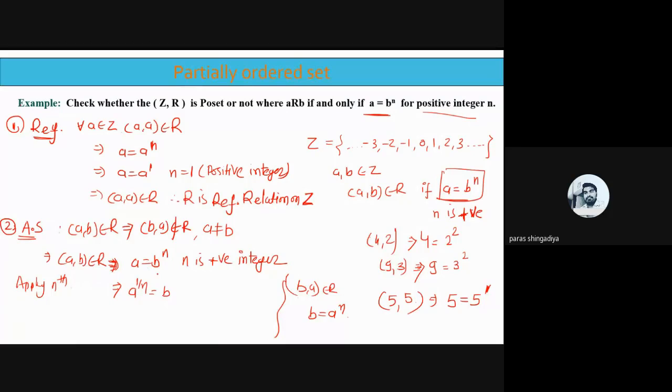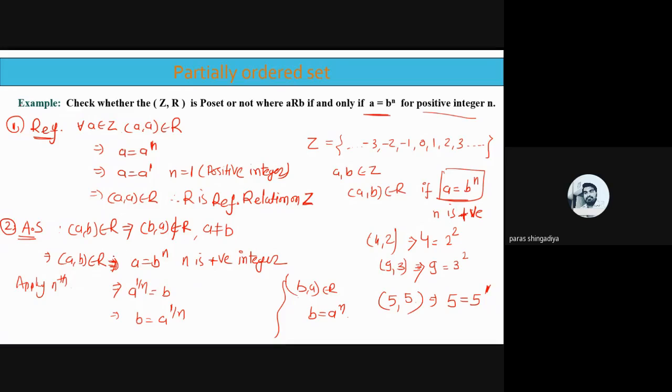So for that, we apply the nth root here to both sides. After applying the nth root, a will be converted as a raised to 1 upon n, and b raised to n will be defined as b only. So here we get b is equal to a raised to 1 upon n.